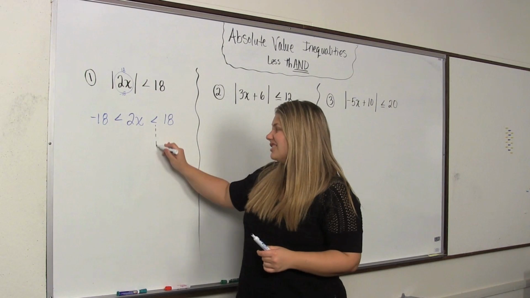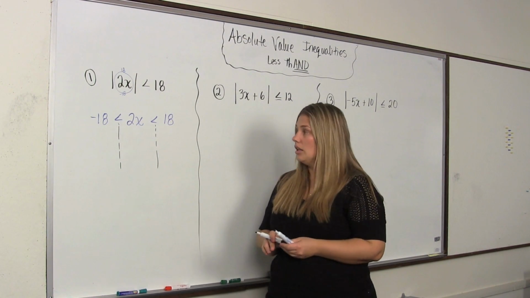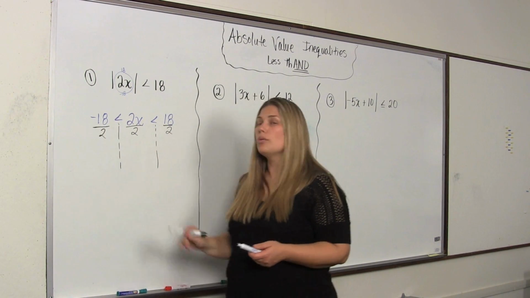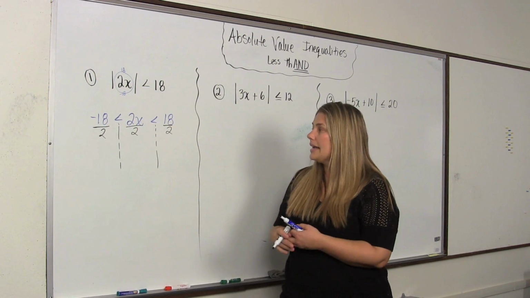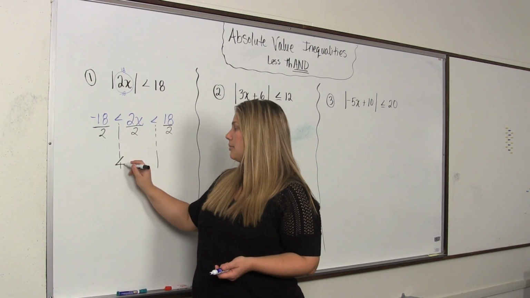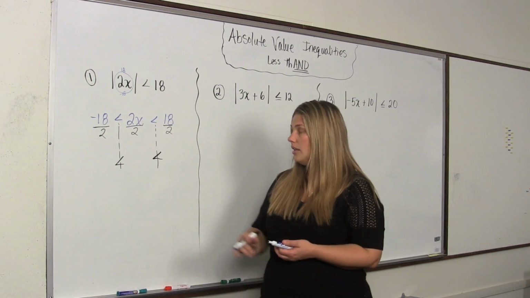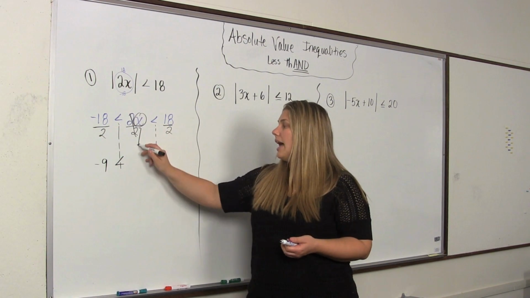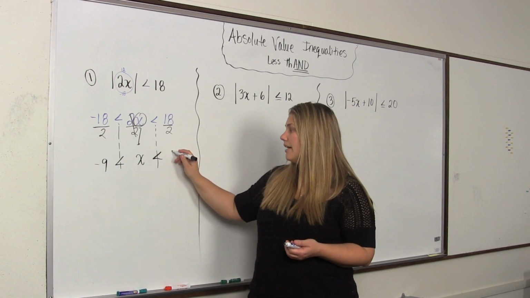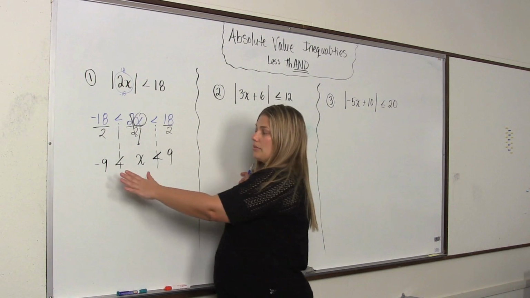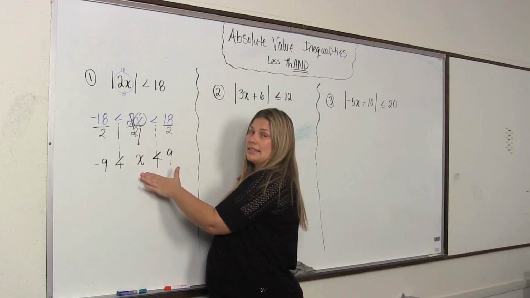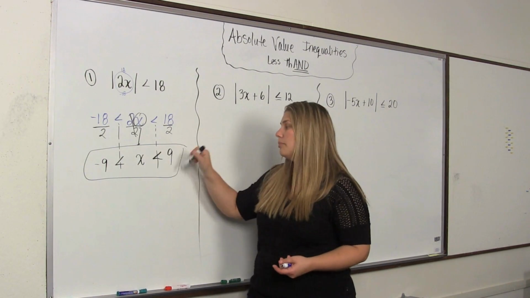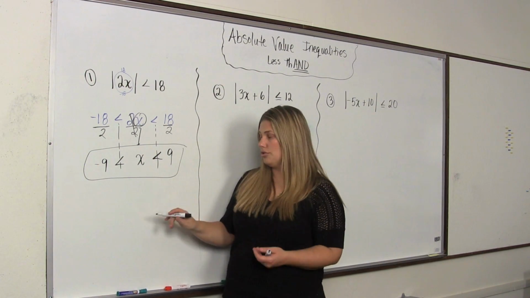So now, this is just solving a compound inequality. If I need to get rid of this multiply 2, I have to divide by 2, but what I do to one side, I have to do to all the sides. My best friend is positive, so my inequality signs are going to stay the same. Negative 18 divided by 2 is negative 9. In the middle, I still have that x, and over here I have a positive 9. So I would read this as negative 9 is less than x, which is less than positive 9. And remember, if I cover up what's in the middle, this should still be true.